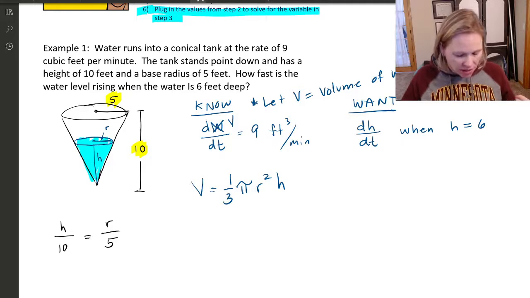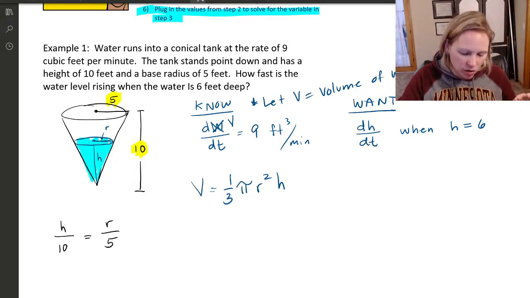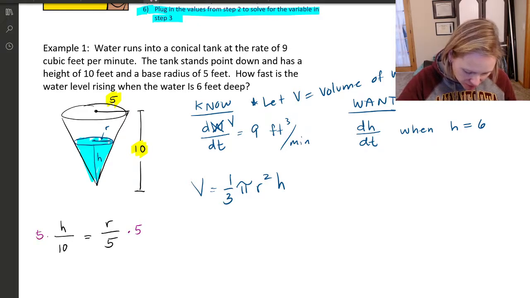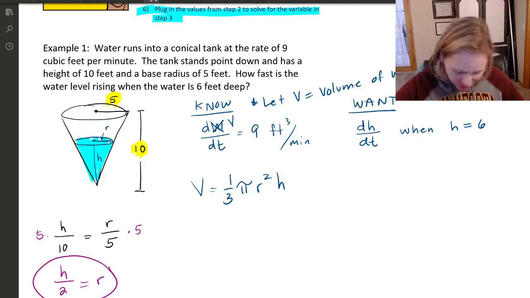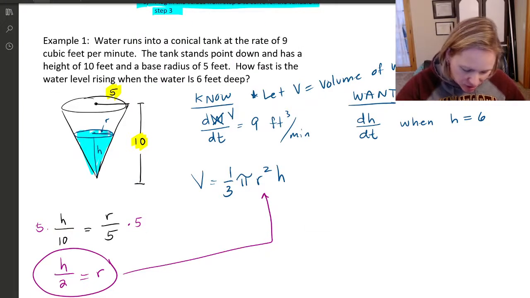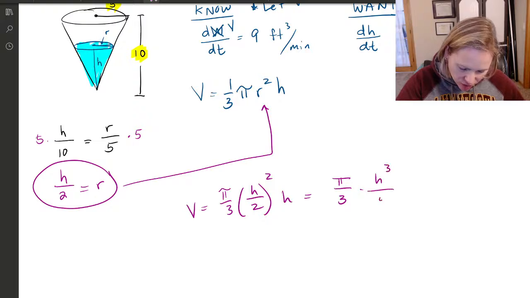So, knowing this, I can actually replace r with something equivalent. Because I have no information about r other than the radius of the tank itself, I'm going to solve for r in this proportional relationship. I'm going to multiply both sides by 5, and I get h over 2 equals r. This should look familiar because we just did a problem like this. I'm going to replace r with this equivalent statement. V equals pi over 3 times h over 2 squared times h, which turns into pi over 3 times h cubed over 4, which is pi h cubed over 12.